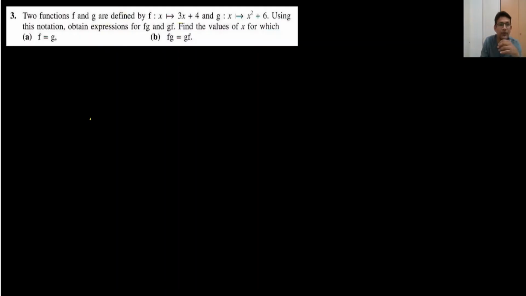In question number 3, two functions are given. f of x and g of x both are given. And the first condition is f equals g. So this means that we have to equate f of x and g of x.